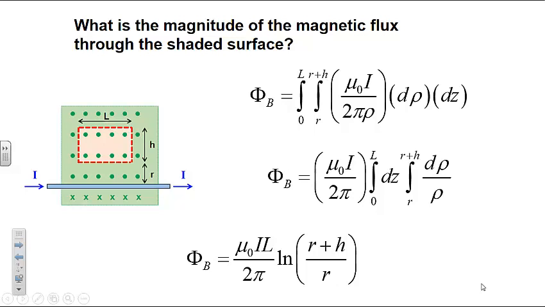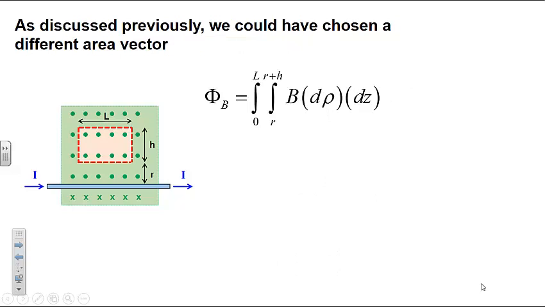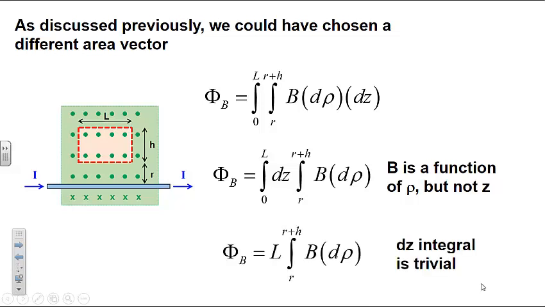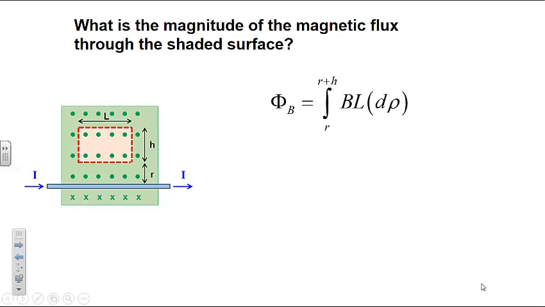As discussed before, however, since this field is constant along any line parallel to the wire, we could have used a different infinitesimal bit of area. Since the magnetic field is a function of ρ, but not of z, the integral along dz can be solved by itself. This integral is equal to the length of the rectangle, denoted by the variable L. We can therefore write the equation for the magnetic flux through the surface using the following expression.